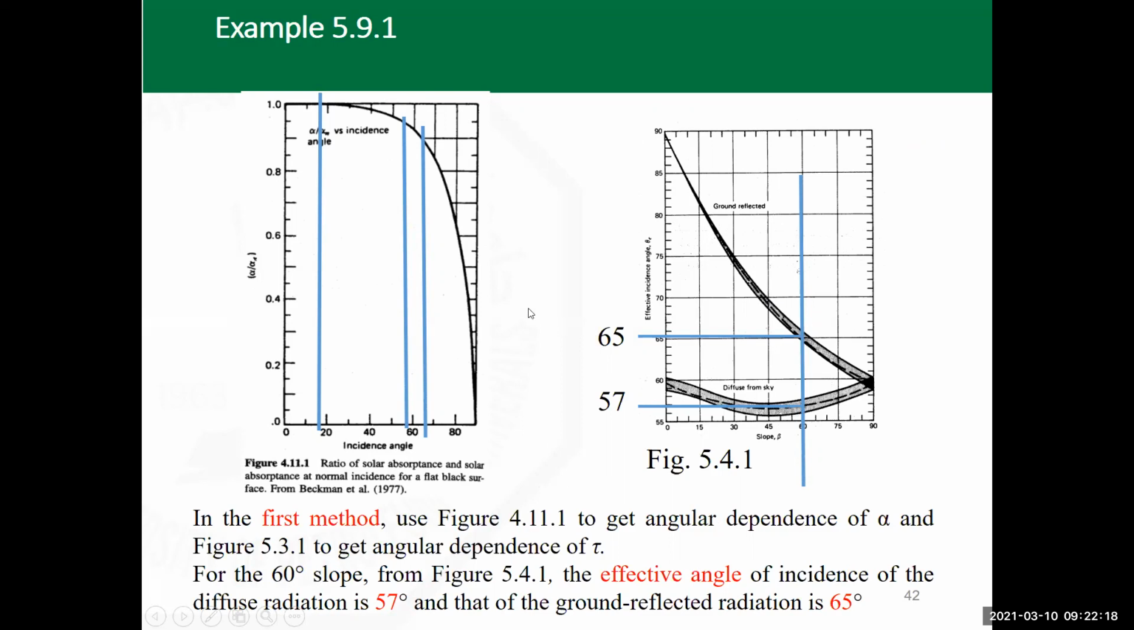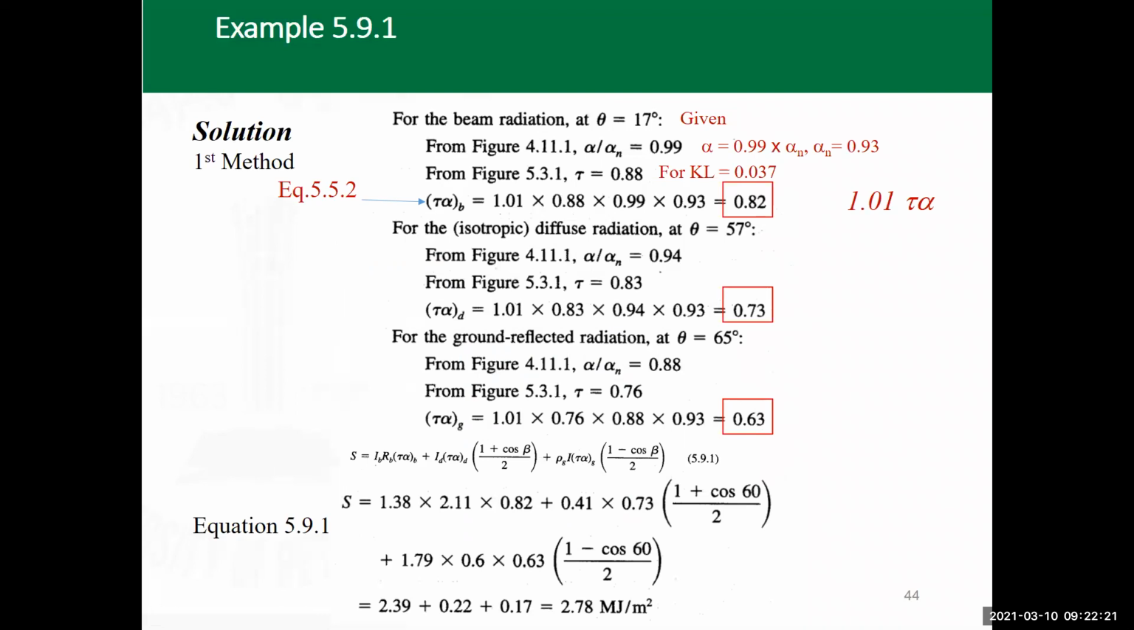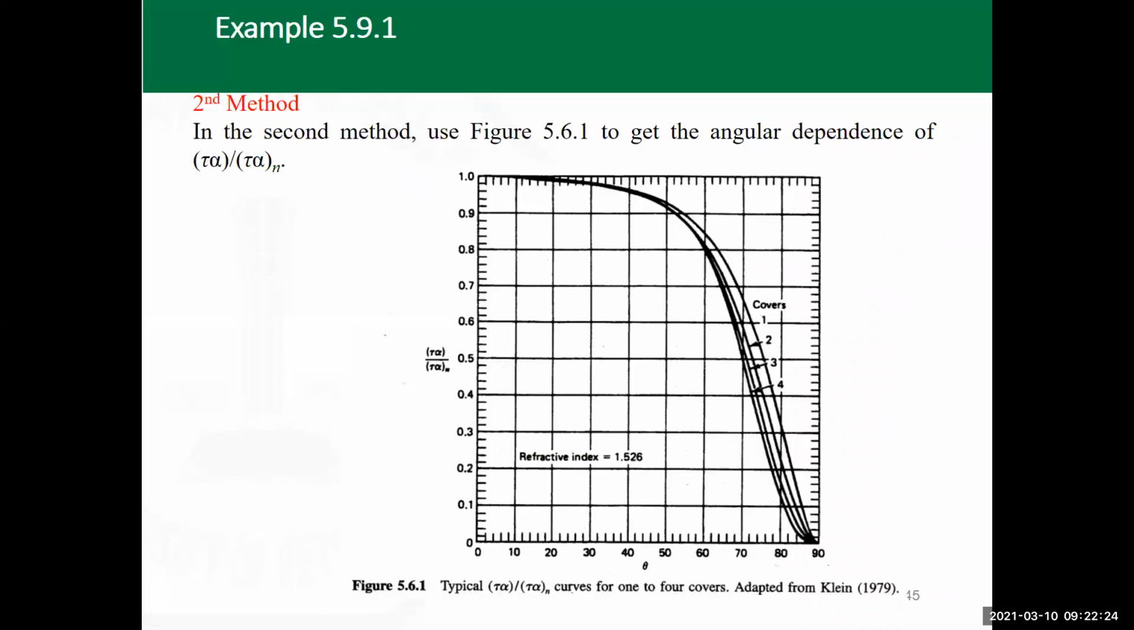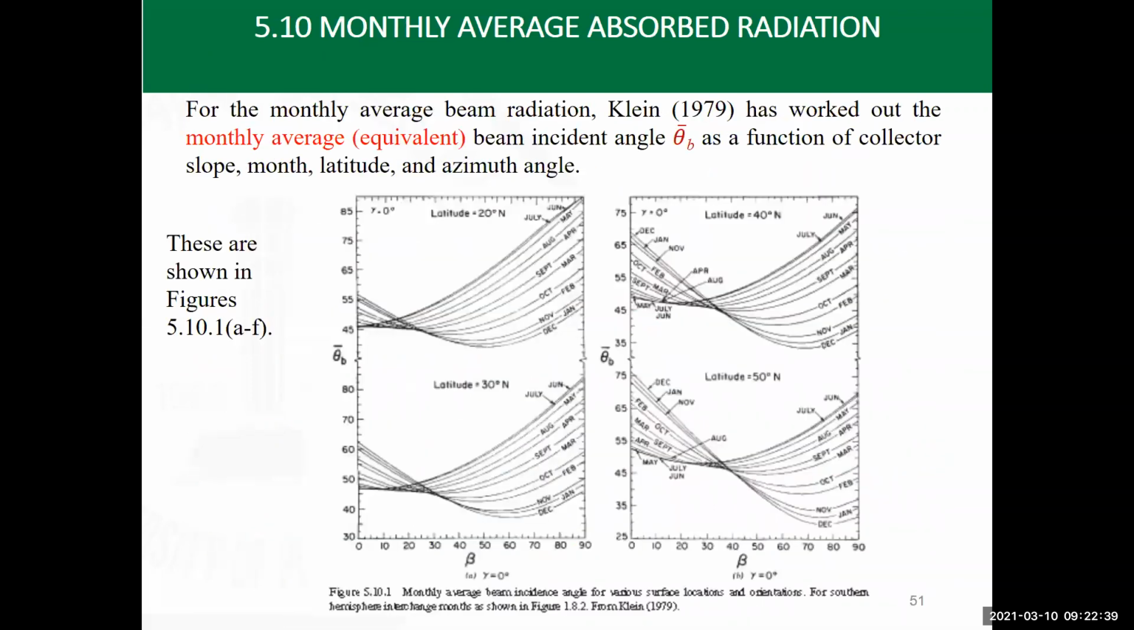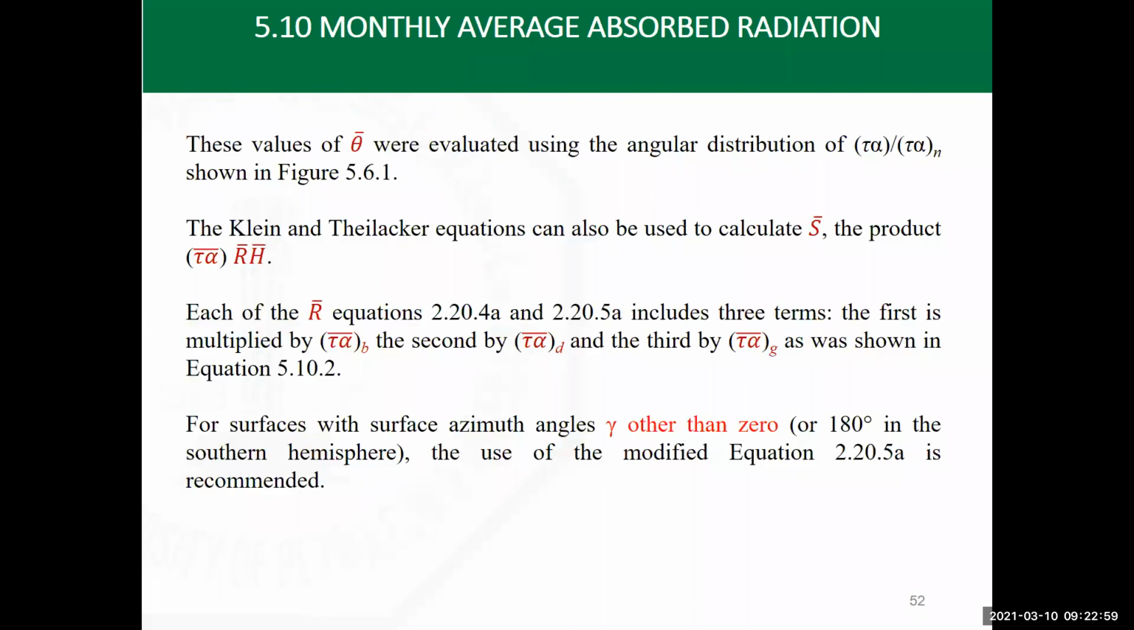So it seems that the values of tau alpha are not going to change from month to month as long as we are talking about the diffuse component and the ground reflected component. But what is going to change? What's going to change can be seen from here. As you go from one month to the other, the value of theta for the beam radiation component is going to change. So accordingly, the value of tau alpha for the beam component will change. So that's something that we know.